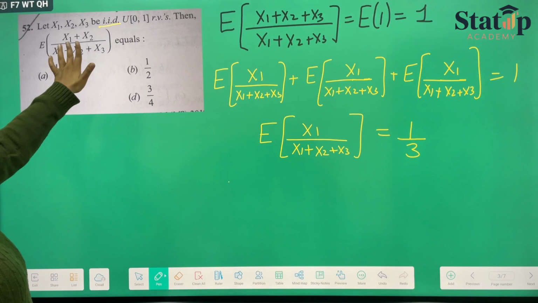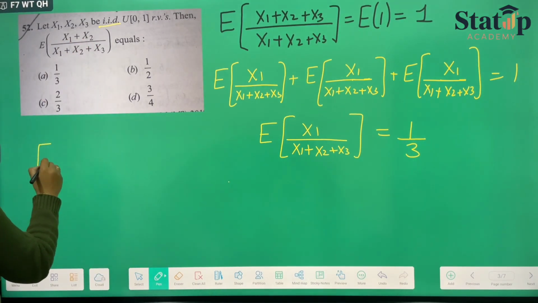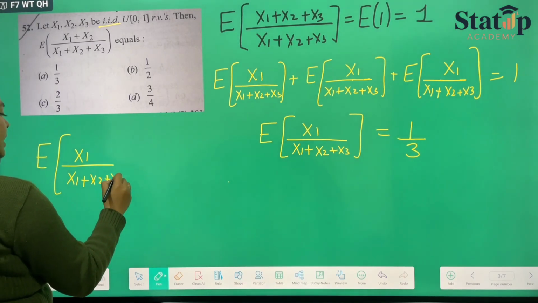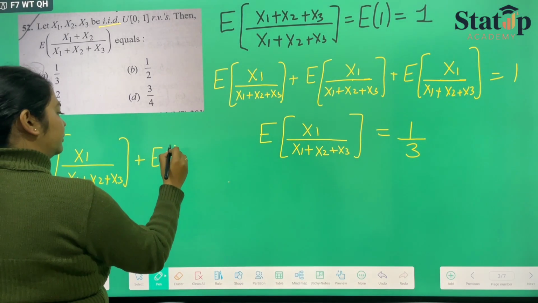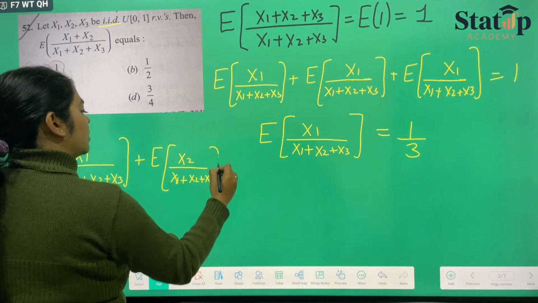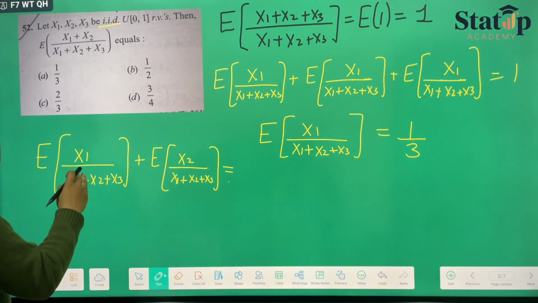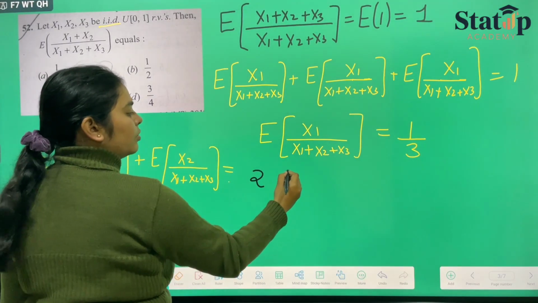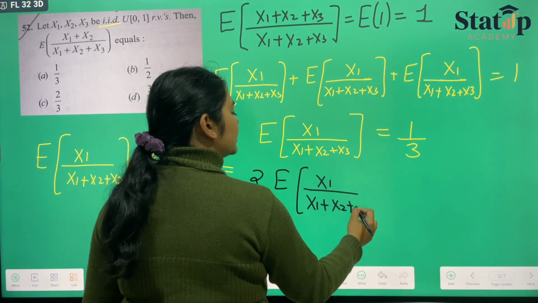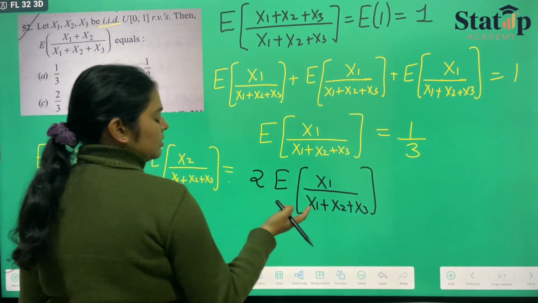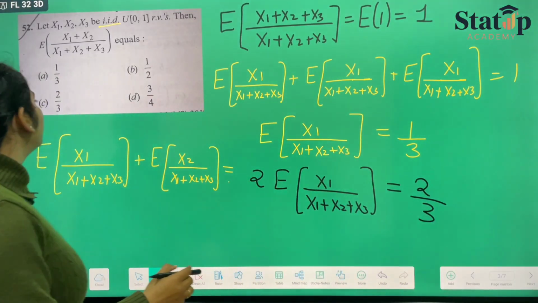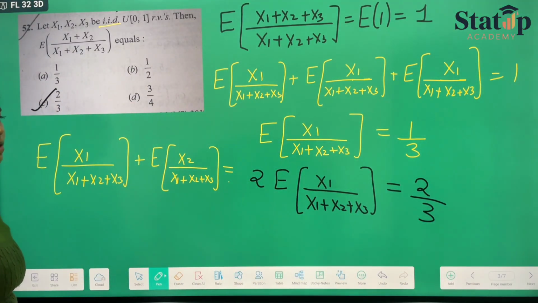Now they have asked us to calculate the expectation of x1 plus x2 upon x1 plus x2 plus x3. If we take it as expectation of x1 upon x1 plus x2 plus x3 plus expectation of x2 upon x1 plus x2 plus x3, these are considered the same, so this should be equal to 2 into expectation of x1 upon x1 plus x2 plus x3. And if we multiply the above equation by 2, we'll get 2 upon 3, which is our option number C. Hence option C is correct.